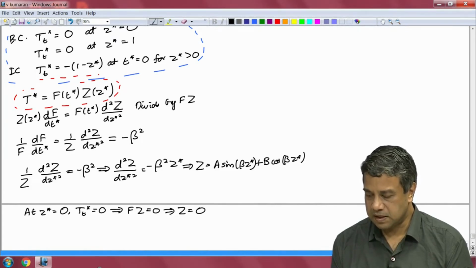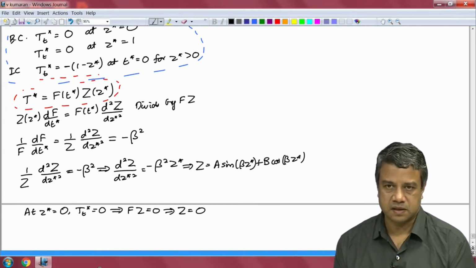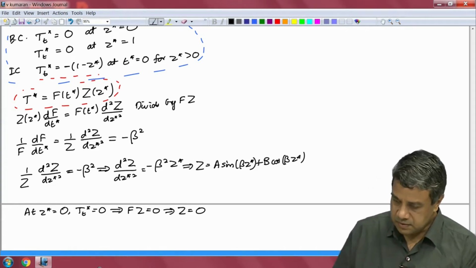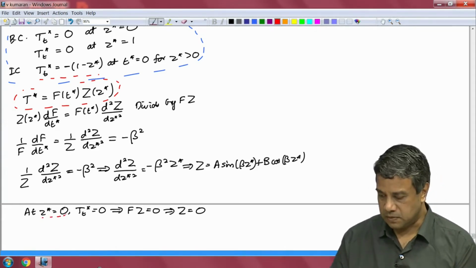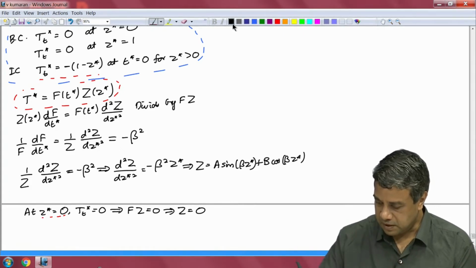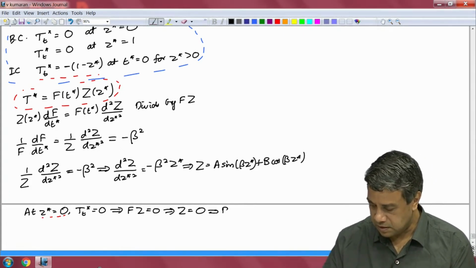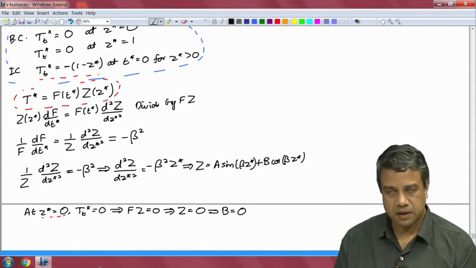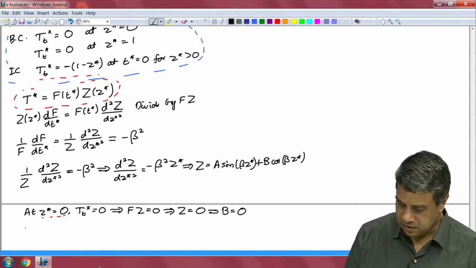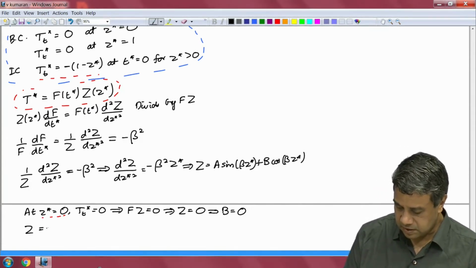Capital Z is a times sine of beta z star plus b times cos of beta z star. At z star is equal to 0, the sine function is 0, cos function is 1, and therefore, we get one condition, that is b equals 0. Once you apply this boundary condition, the solution becomes Z is equal to a sine of beta z star.